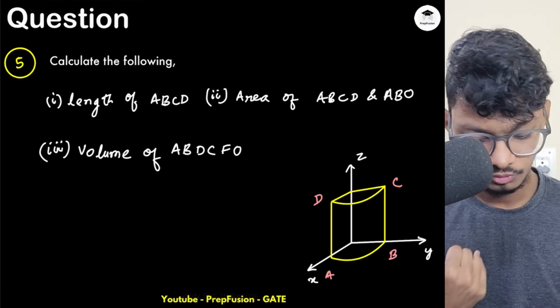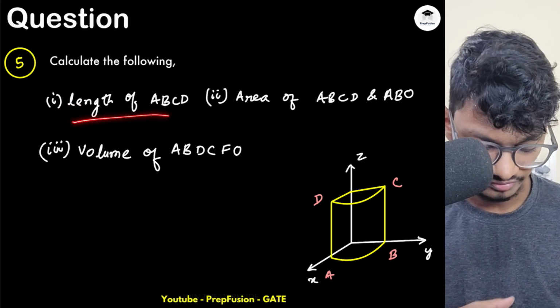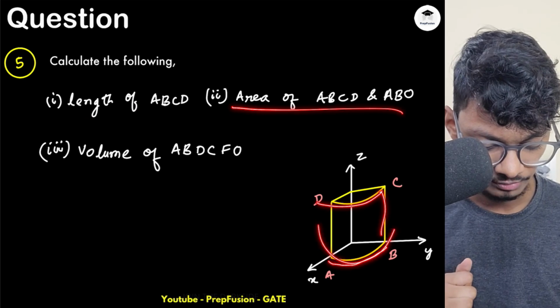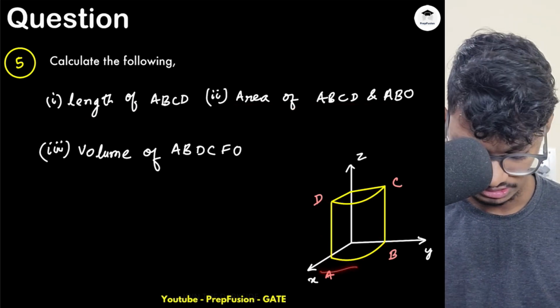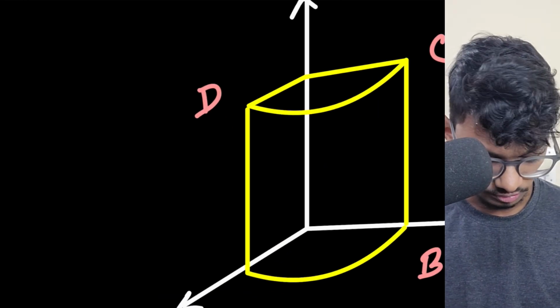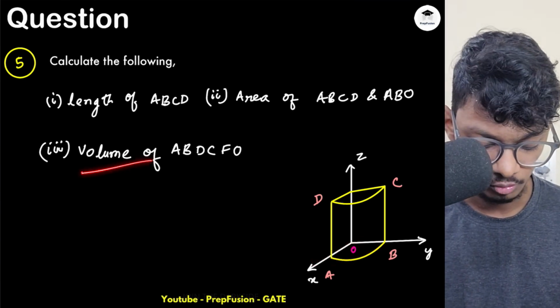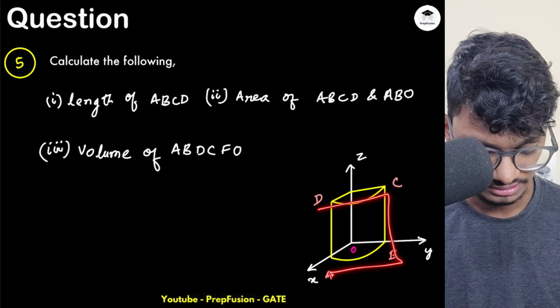So here we have to compute the following: length of ABCD. ABCD is this curved shape, right? Then area of ABCD and ABO. O is this origin. Forgot to mark. O will be this origin. Okay, this is like a quarter circle. Then volume of ABCD.